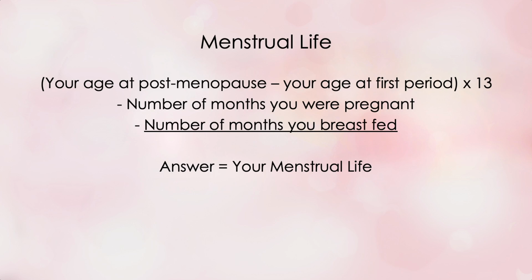All you do is start with your age at postmenopause. From your postmenopausal age, subtract your age when you had your first period. Then multiply that by 13. You multiply by 13 because you actually have 13 menstrual cycles each calendar year, not 12. Then you subtract from that the number of months you were pregnant, using 10 months for each term pregnancy. And just subtract 1 month for each month of prematurity if you had a near-term pregnancy. And then you subtract from that the total number of months you breastfed. And the answer is your menstrual life.